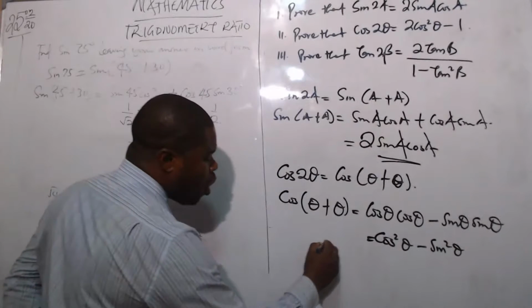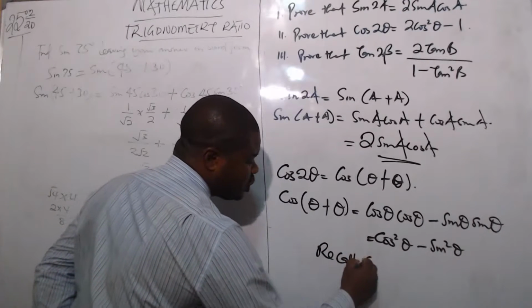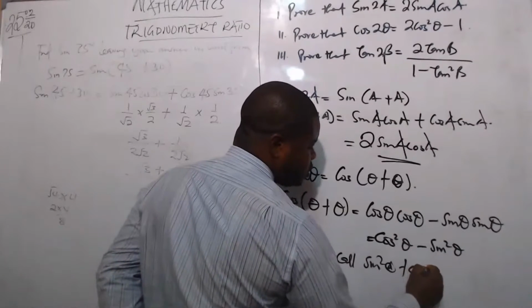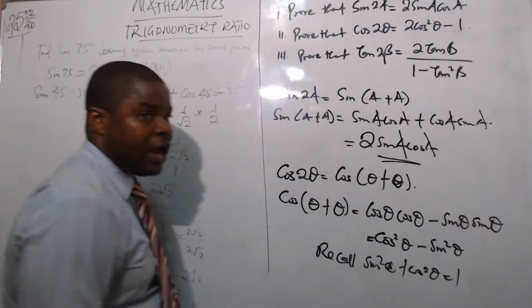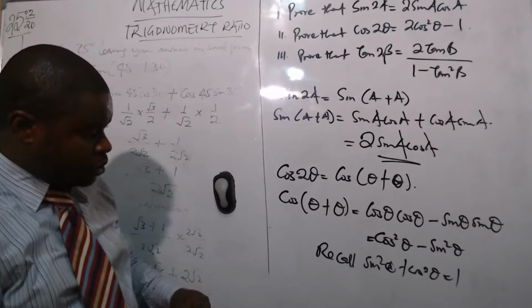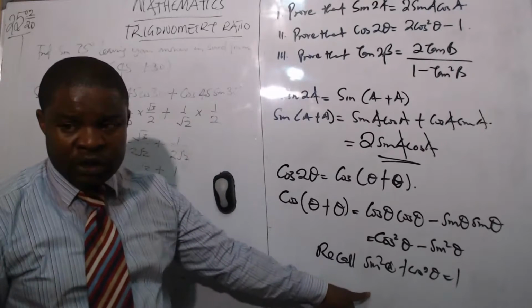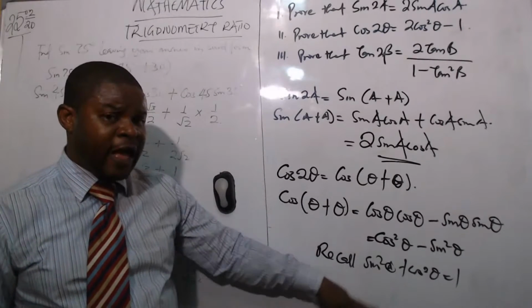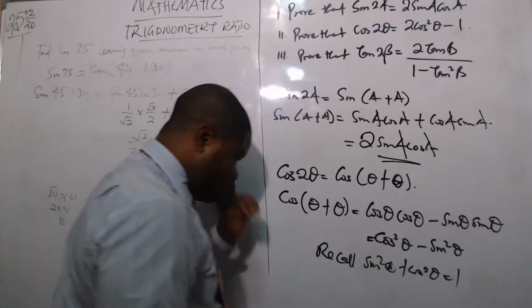Then we now say, recall when we did the proving of sin square theta plus cos square theta, we have 1. Since we are dealing with cos here, we don't need sine. We are dealing with cos and we are having sine. How do we eliminate sine?